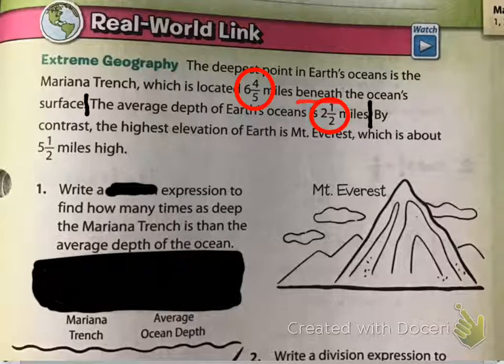Reading our last sentence. By contrast, the highest elevation of Earth is Mount Everest, which is about 5 1/2 miles high. As we know, what's the piece of information here? Tobias? Exactly. It's the height, 5 1/2 miles. Whenever we're reading problems, we like to break it down sentence by sentence because, as you saw, each individual sentence had its data. So, first things first, we want to write an expression.